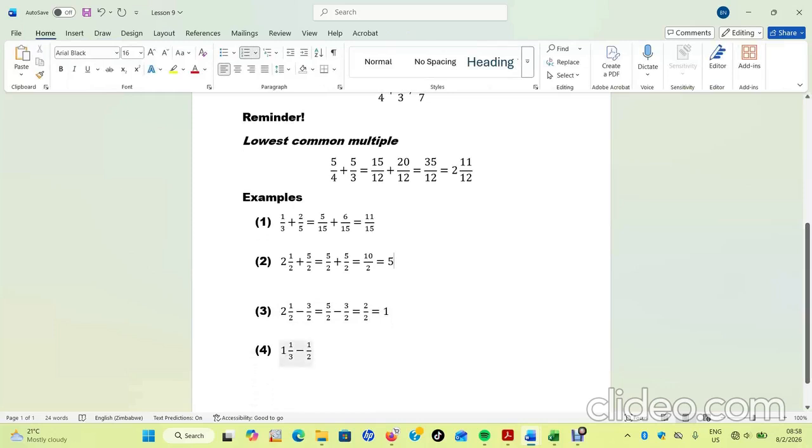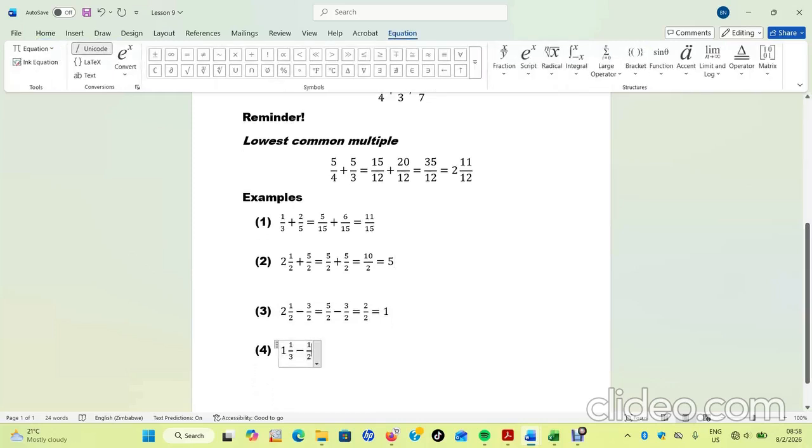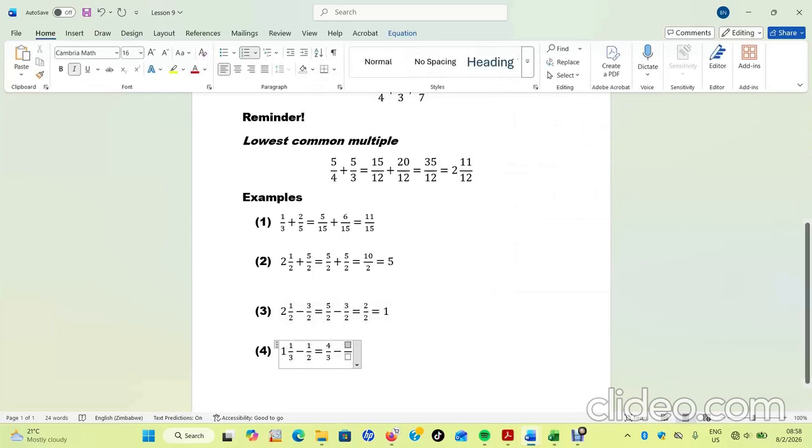This last example, you will finish it on your own. Convert 1 and 1/3 into an improper fraction. Then you will get 4 over 3 minus half. Then convert that into common denominator and get your answer.